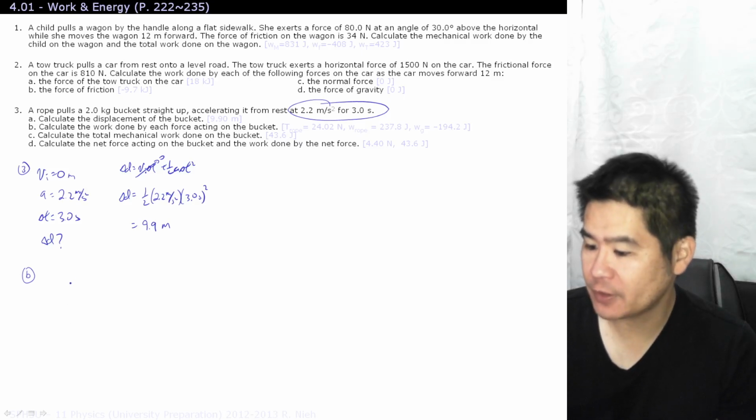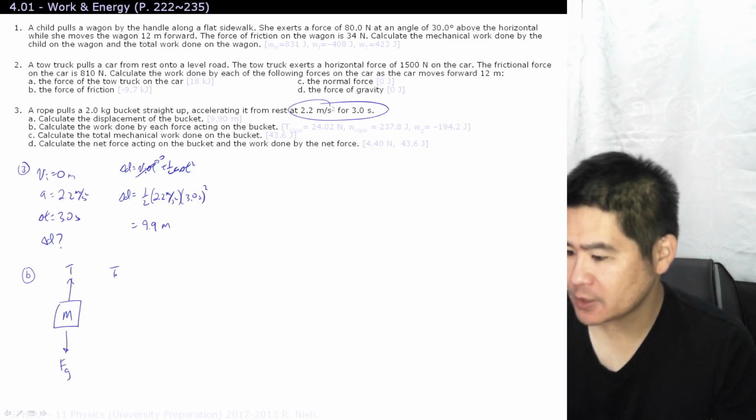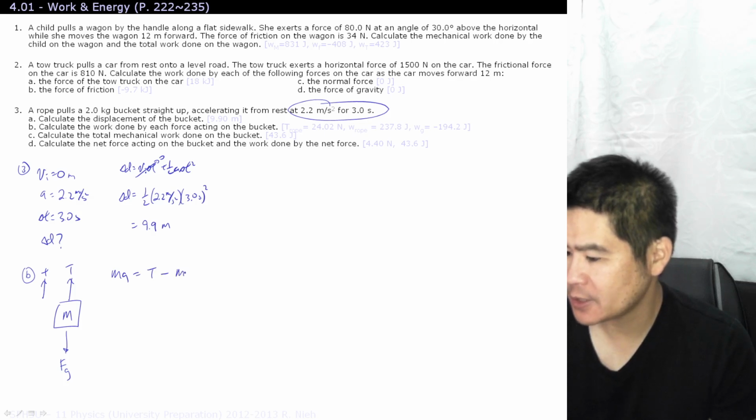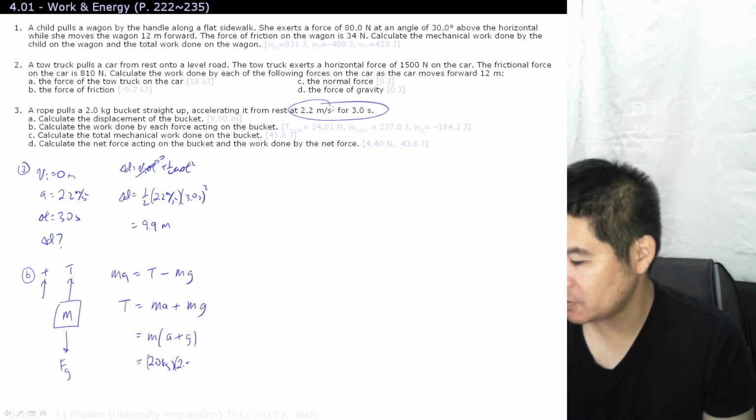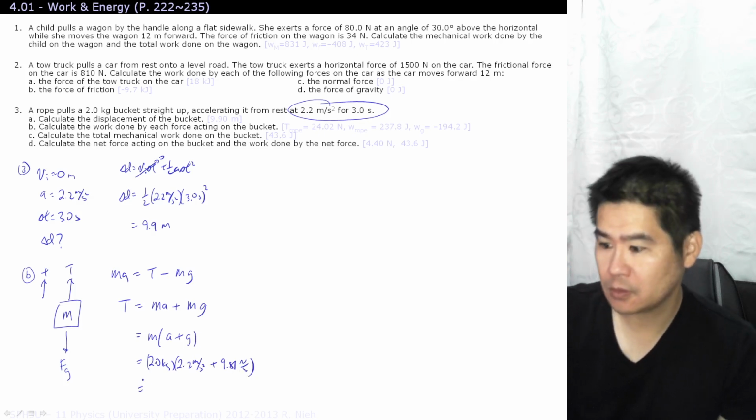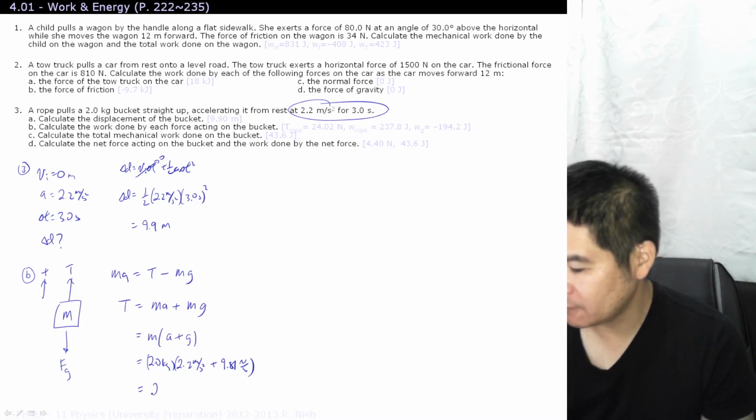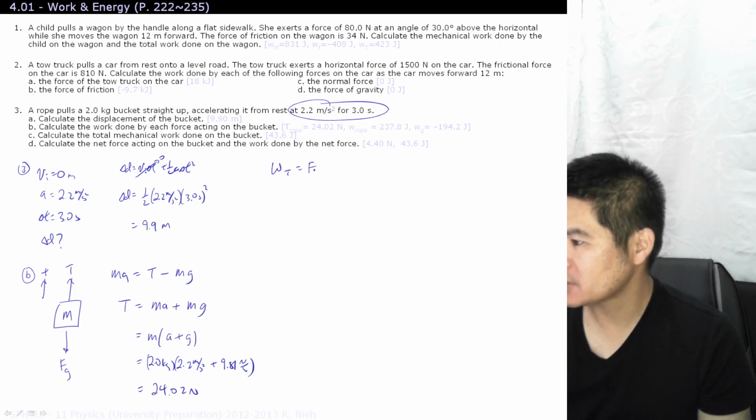As for part B, we've got to start off with a free body diagram. All right, so MA, we assume upwards is positive, is equal to tension minus mg. So tension is equal to MA plus mg, or m times a plus g. So the mass of 2.0 kilograms multiplied by an acceleration of 2.2 meters per second squared against the force of gravity will give us a tension of 24.02 newtons.